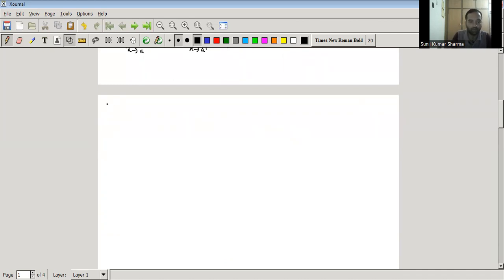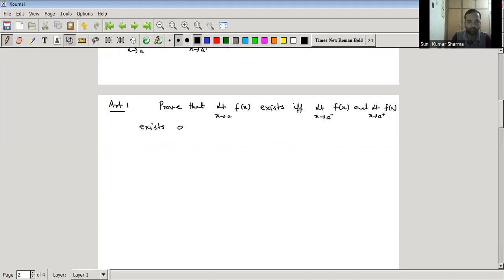Now, an article, that is: prove that the limit as x goes to a of f of x exists if and only if the limit as x goes to a negative of f of x and the limit as x goes to a positive of f of x exist and are equal.